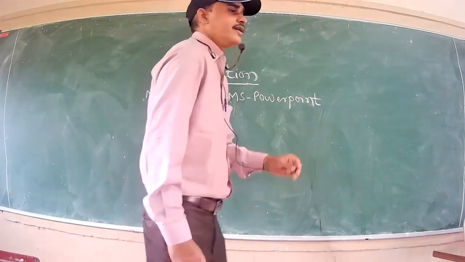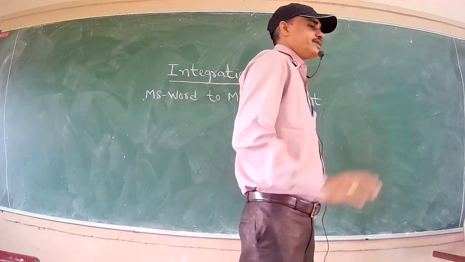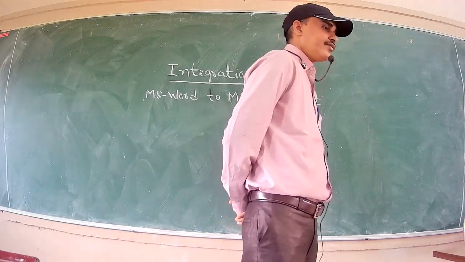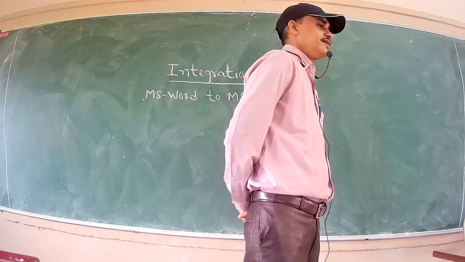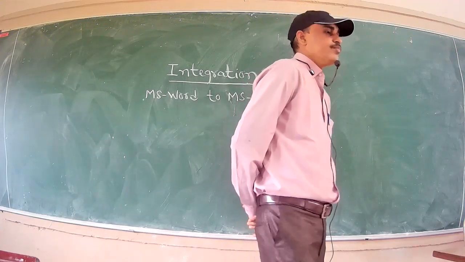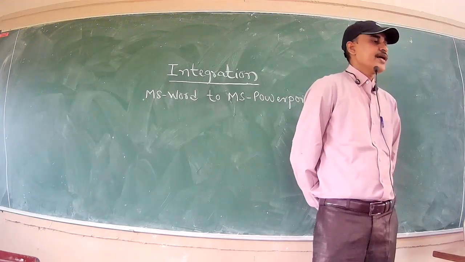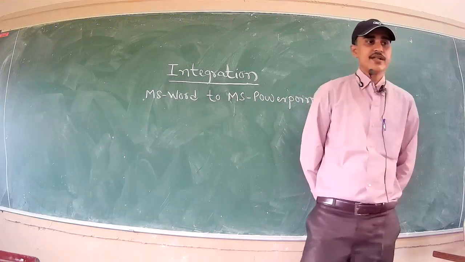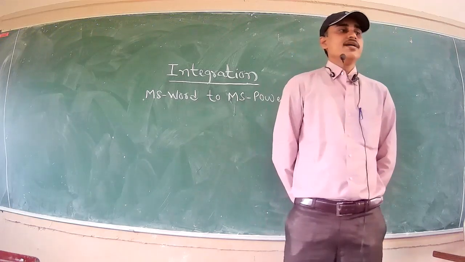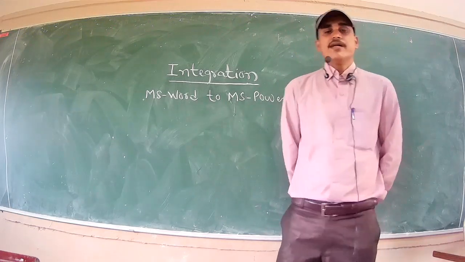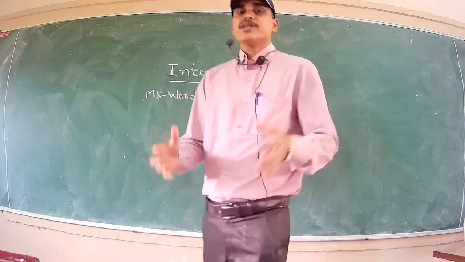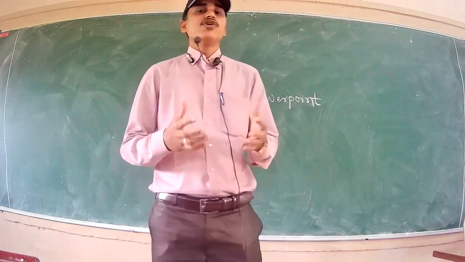Once again, I will tell you the steps in simple words. Assume that the task is creating a PowerPoint presentation, but the information required to create that presentation is available in MS Word. Then what you have to do is convert that MS Word file first into the outline view.